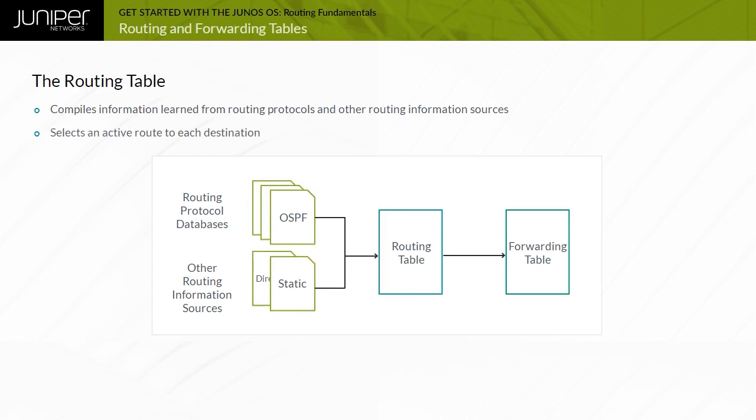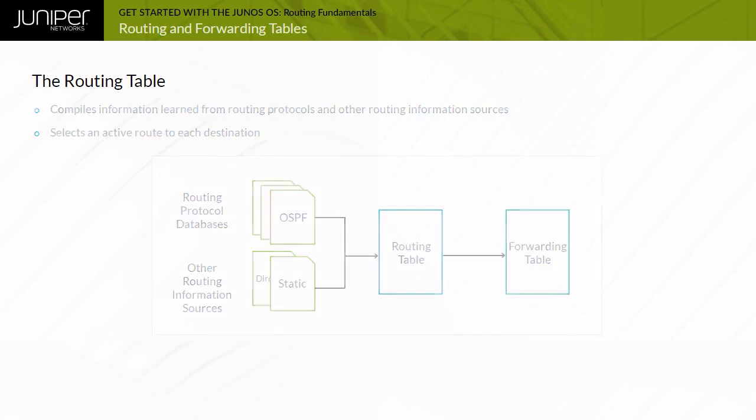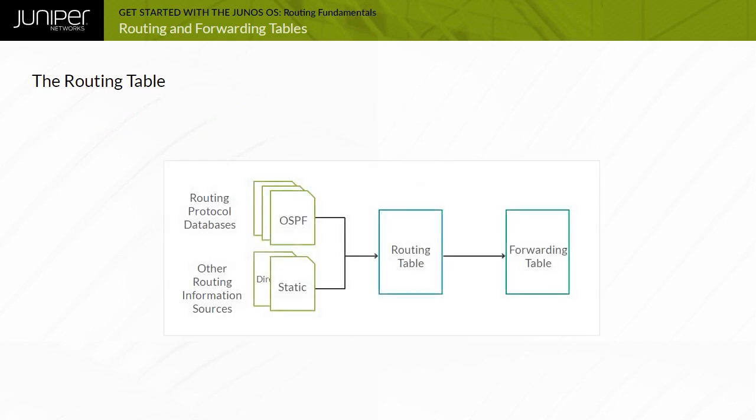When a device running Junos OS receives multiple routes, or paths, for a given prefix or network, it selects a single route as the active route. With additional configuration, Junos OS supports multiple equal-cost routes. The router uses the active route for each destination prefix to populate the forwarding table.